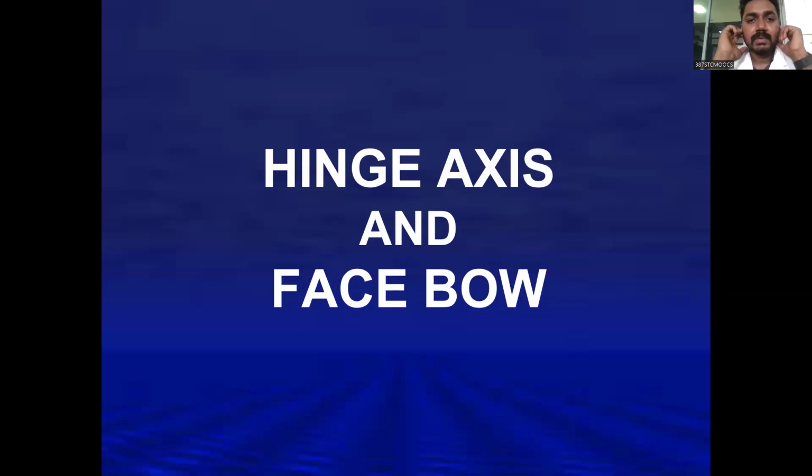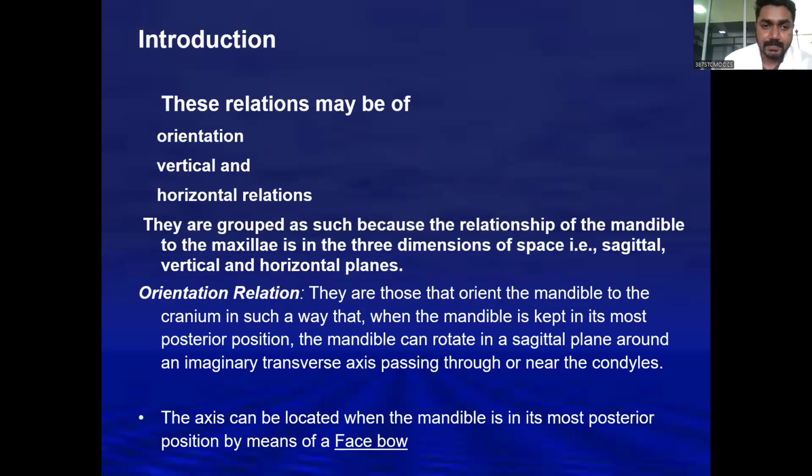So hinge axis is an imaginary line passing through the two mandibular condyles around which the mandible rotates. So this is our mandible. When the mandible is opening and closing, just imagine a line between the two condyles. That is the hinge axis. When there is a pure rotation of the mandible without any translation, this pure rotation part is called the terminal hinge axis position. This hinge axis we have to locate accurately and transfer in order to program the articulator.